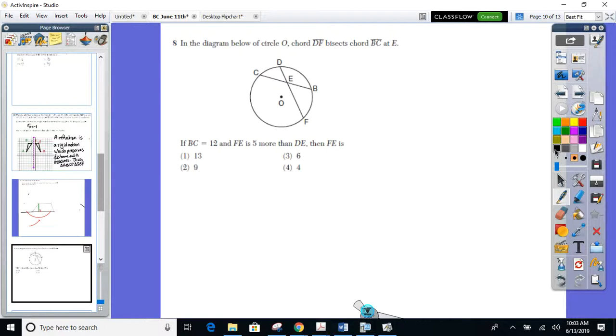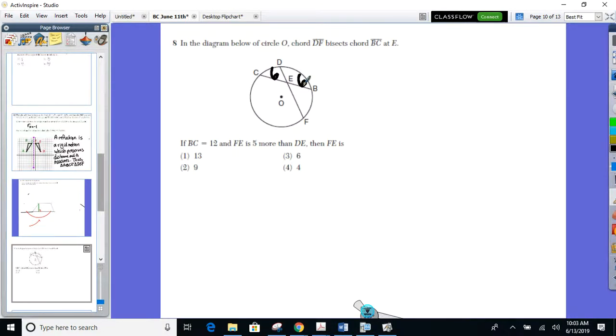It says DF bisects chord BC. So what do you want me to put on CE and EB? 6s. Okay, because it's getting bisected. The whole thing was 12. And then what do you want me to put on DE and FE if FE is 5 more than DE?